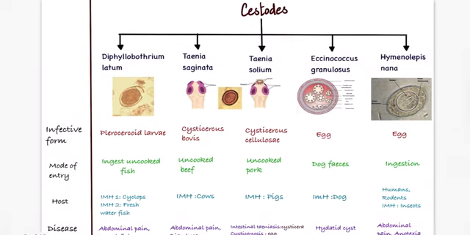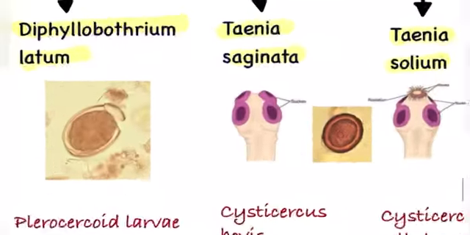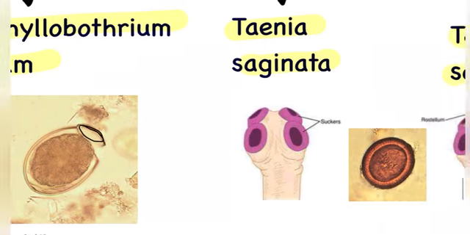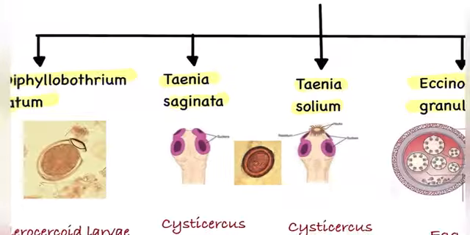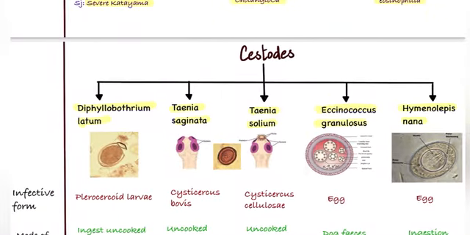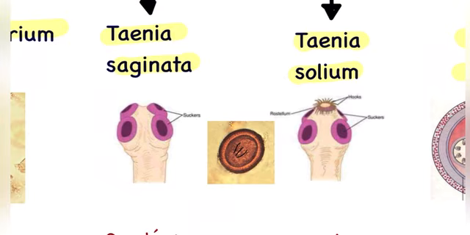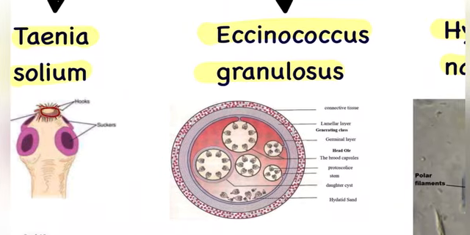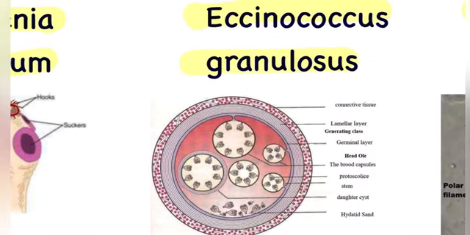Under cestodes, we have Diphyllobothrium latum, Taenia saginata and Taenia solium, Echinococcus granulosus, and Hymenolepis nana. You can get image-based questions on the eggs of all these parasites. In Diphyllobothrium latum, you have a typical operculated end in the egg. The eggs of Taenia saginata and Taenia solium should be differentiated from Hymenolepis nana, and the parasites Taenia saginata and Taenia solium can be differentiated by the presence of rostellum and hooks in Taenia solium, which are absent in Taenia saginata.